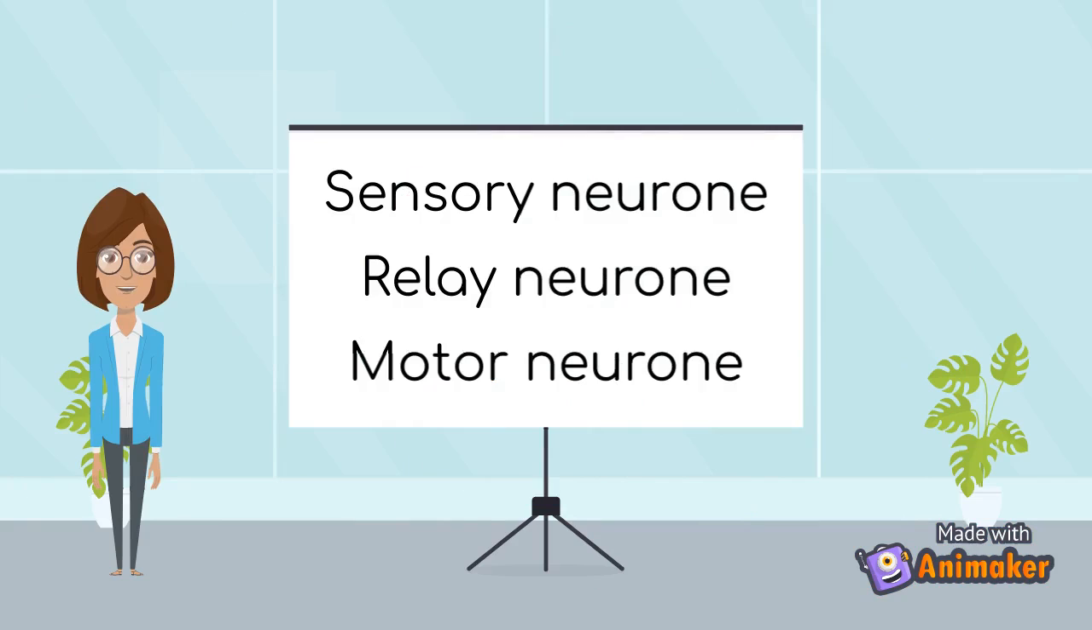Now let's learn about neurons. There are 3 types of neurons: number 1, sensory neurons, number 2, relay neurons and number 3, motor neurons. Sensory neurons transmit electrical impulses to the spinal cord. Relay neurons connect the impulse from the sensory neuron to the motor neuron, and motor neurons transmit electrical impulses to an effector or a gland.